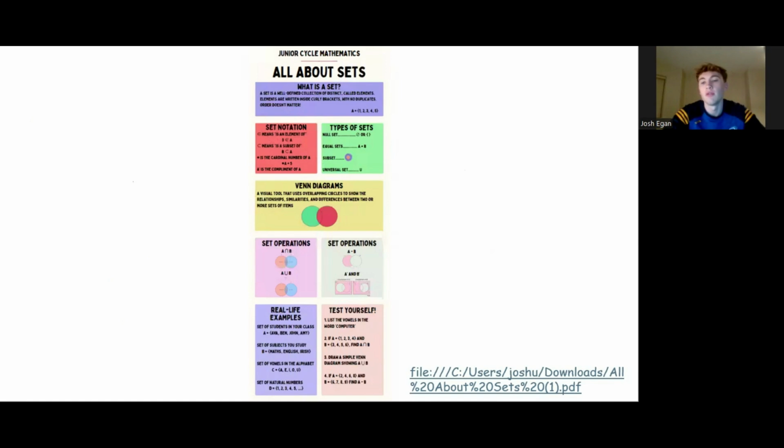Moving on then to my infographic on this topic. So when I was creating my infographic, I wanted to ensure that it wasn't just a wall of text or a set of notes. I wanted it to act as a visual learning tool that would support students who might find sets abstract on first encounter.